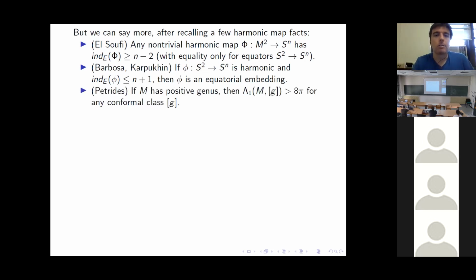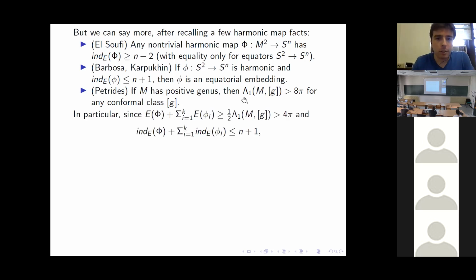And finally, this result of Petrides, which I mentioned before, which tells you that if M has positive genus, or is also RP^2, or something non-orientable, then this normalized first eigenvalue, the supremum in the conformal class, is strictly greater than 8π. Okay. So putting this together, what do we know about our maps? We know that the sum of their energies is bigger than or equal to half this normalized first eigenvalue, which is strictly bigger than 4π. So we can't have the situation where we have just one equatorial bubble, because that would violate the Petrides inequality.